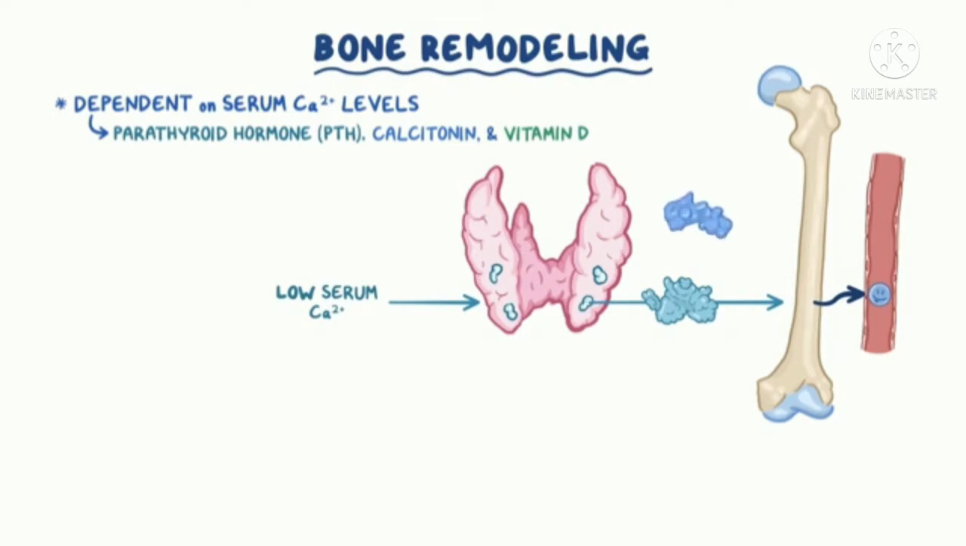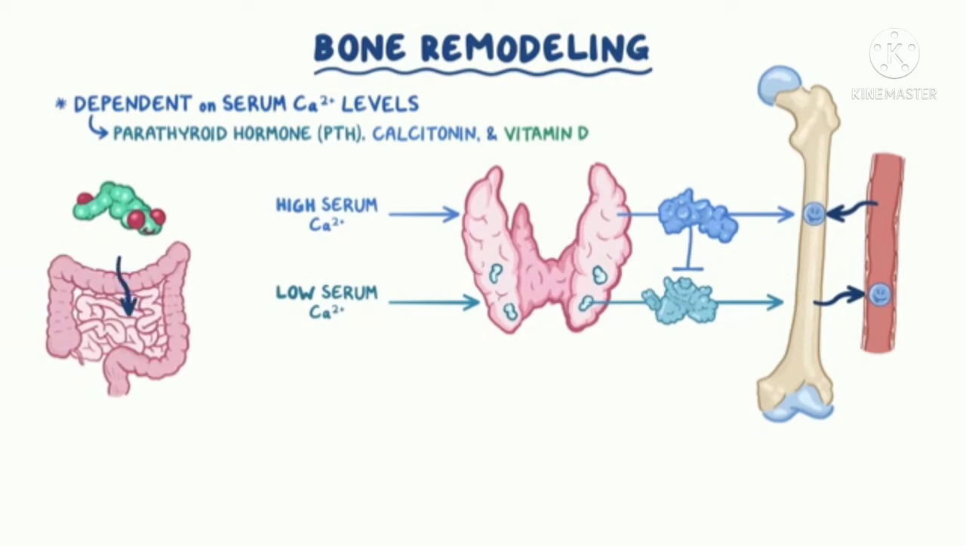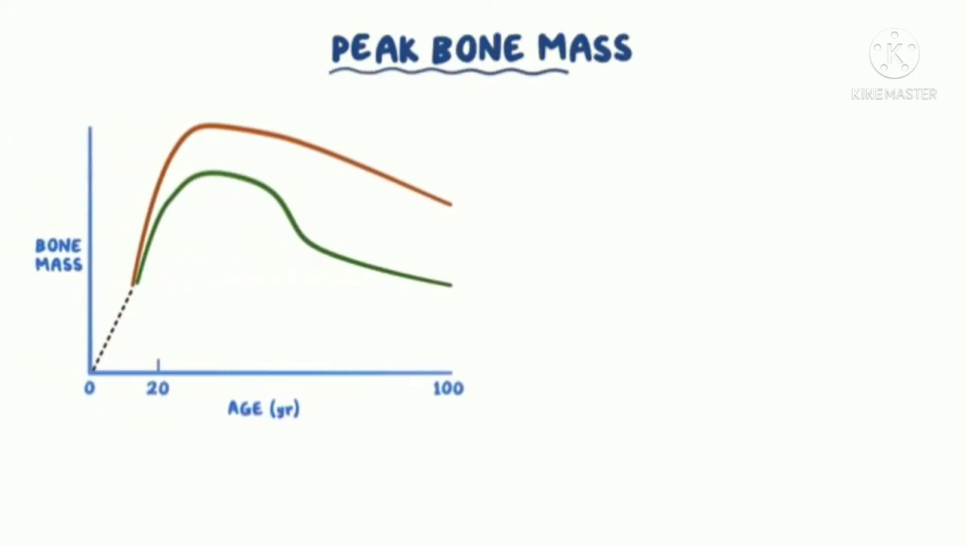On the other hand, calcitonin is produced by the thyroid gland in response to high serum calcium, so it opposes the action of PTH, therefore promoting bone formation and decreasing bone resorption. Finally, vitamin D promotes calcium absorption in the gut, so it increases serum calcium, promoting bone formation and decreasing bone resorption. The balance between these regulatory factors results in a peak bone mass, usually by age 20 to 29, and this usually occurs earlier in females than in males.